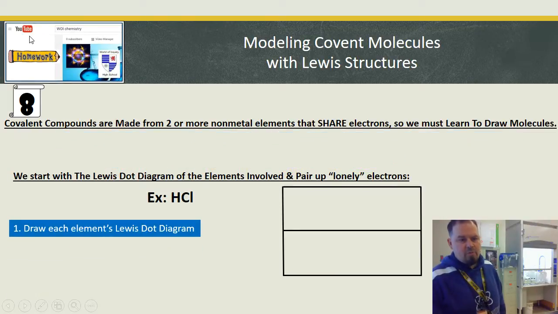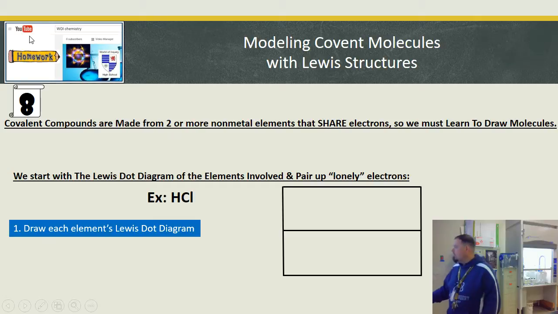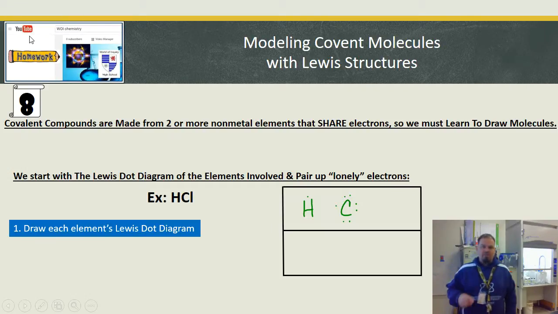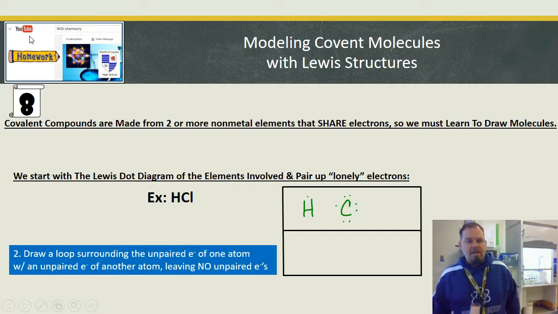Okay, so the first rule of thumb is to draw each element's regular Lewis dot diagram, how you were taught. So I've got hydrogen, and I've got chlorine, and that's right off the reference table. Hydrogen has 1 valence electron, chlorine has 7. It's important to do the one at a time, or first two together, one at a time rule, so that we can make these shapes right.